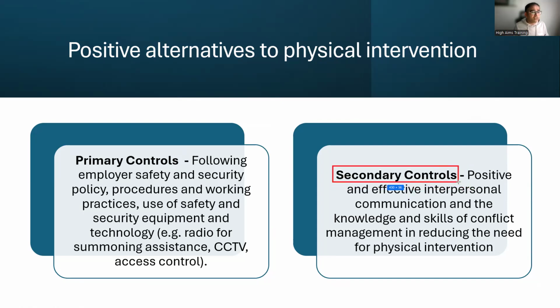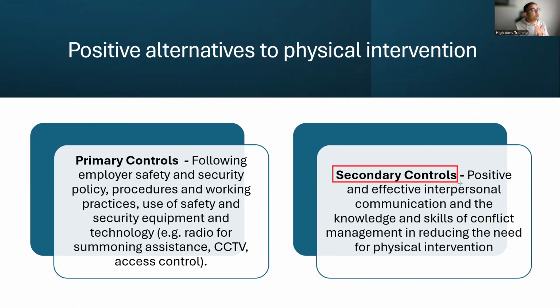Then we have the secondary controls. If the primary controls don't work, positive and effective interpersonal communication, right? You can speak to them nicely. Conflict management skills, right? So positive and effective interpersonal communication and the knowledge and skills of conflict management reduce the need for physical intervention. So as I said, physical intervention is a last resort. You need to use primary controls and secondary controls first before even thinking of using physical intervention.